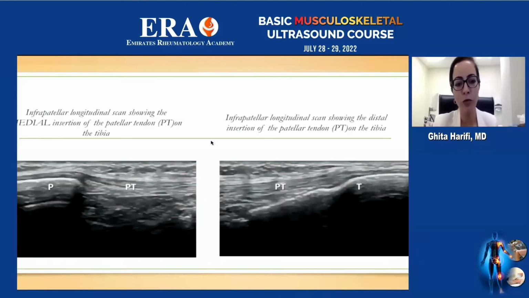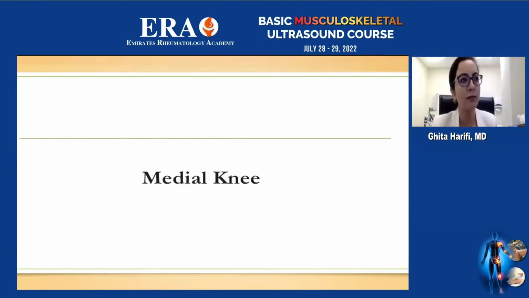So this is a proximal view, and this is a distal view showing the proximal insertion on the patella and the distal insertion on the tibia. You can see the normal fibrillar structure of the tendon and the absence of any abnormality: any erosions at the insertion, any bone spurs indicating enthesophytes, for example. So this is a very important area to appreciate in inflammatory arthritis as well, and especially in psoriasis patients when you're looking for indications of psoriatic arthritis and enthesitis.